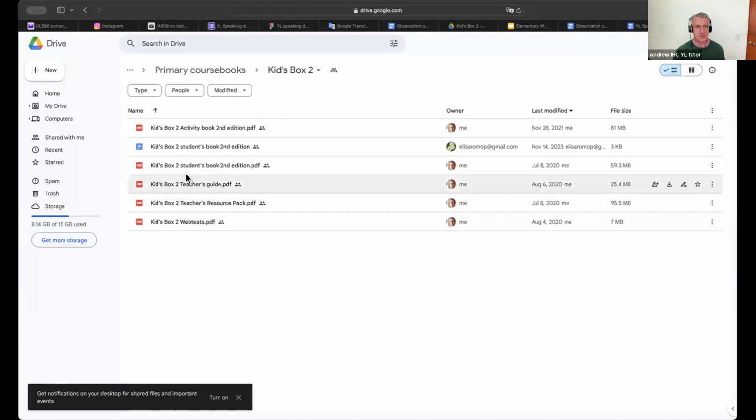The main thing is the student's book, but the teacher's guide is also very helpful because it explains the sort of methodology. And it gives you useful tips about how to make the material more interesting and engaging for the students.